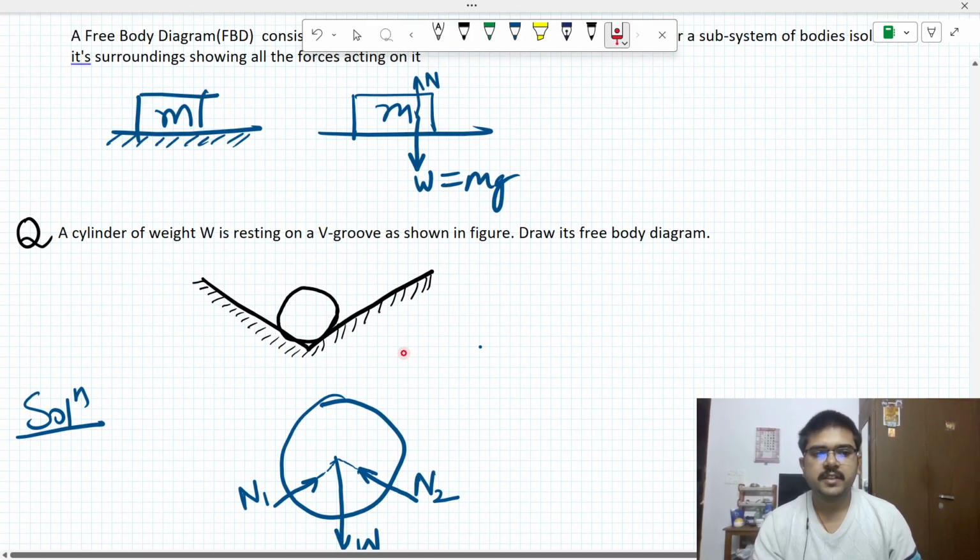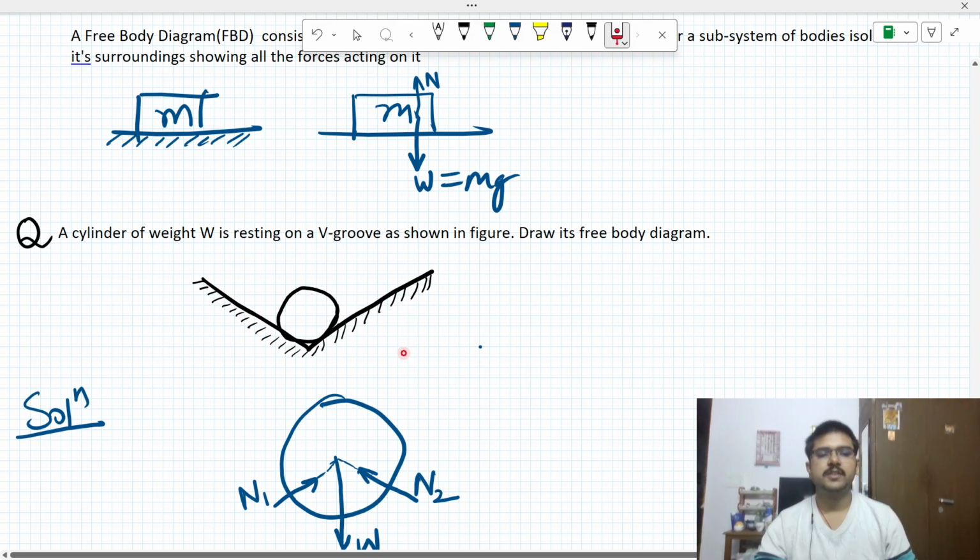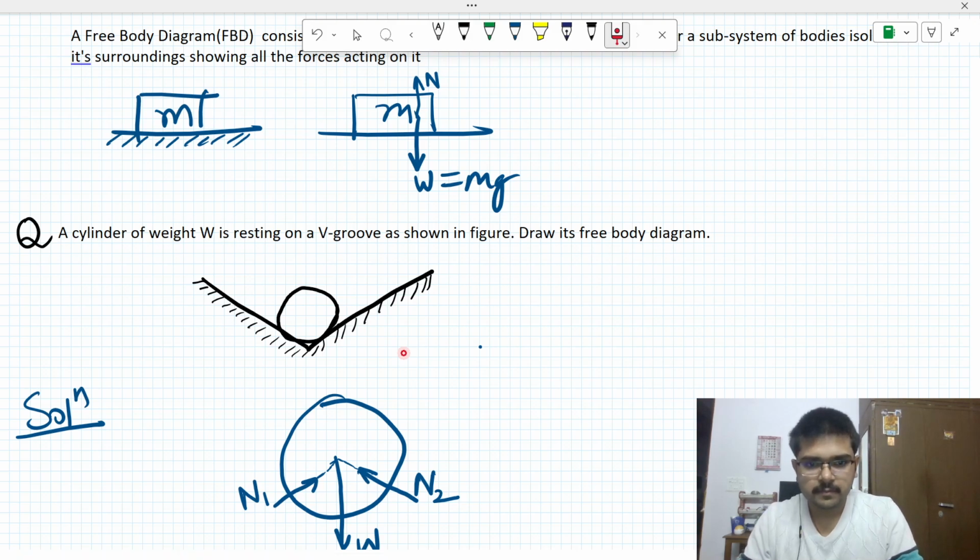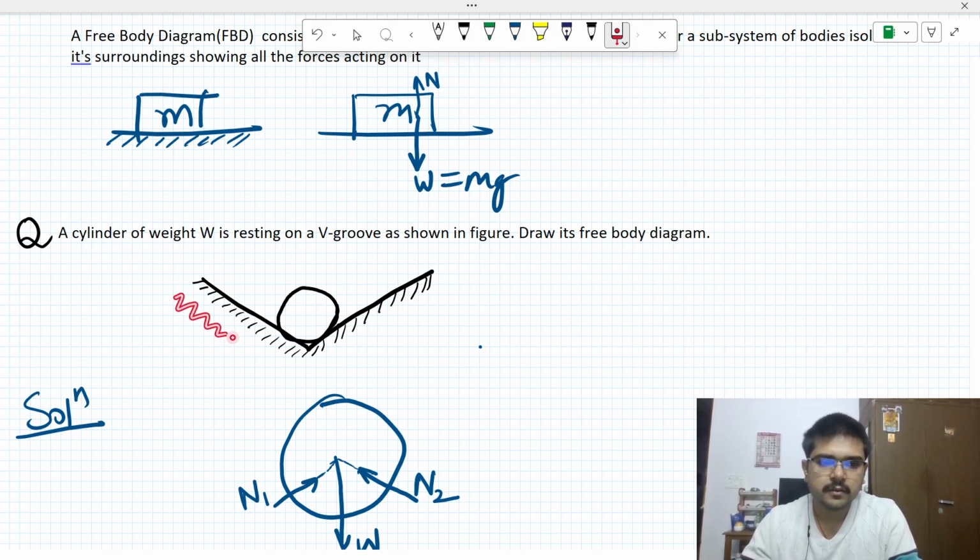Now an example is there. A cylinder of weight W is resting on a V groove as shown in figure. Draw its free body diagram. So we can see that there is a groove here.